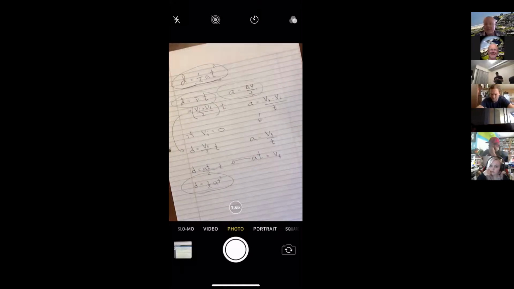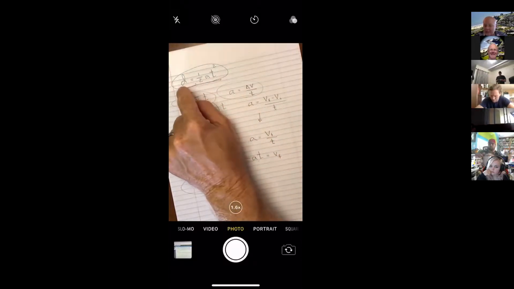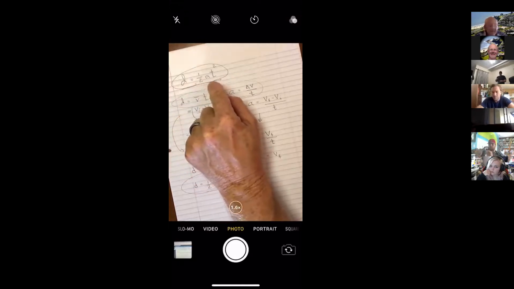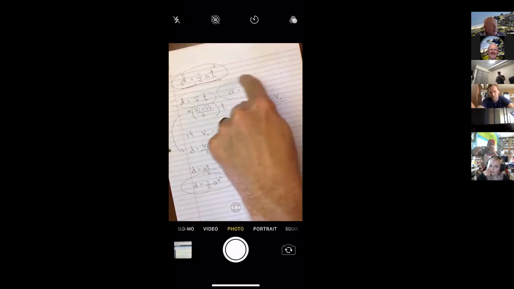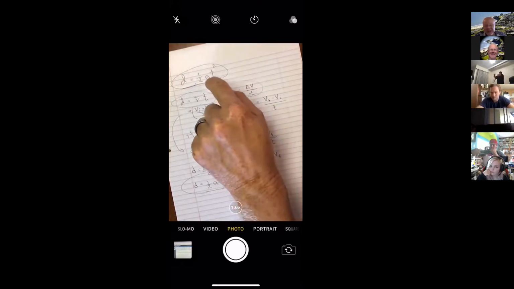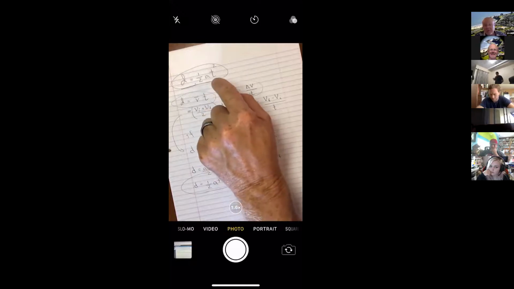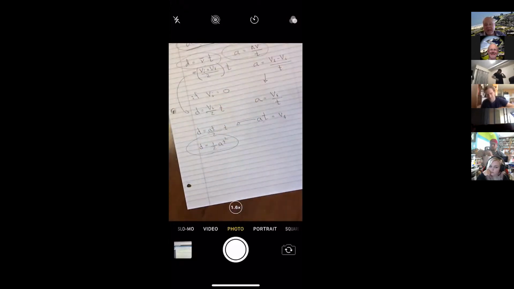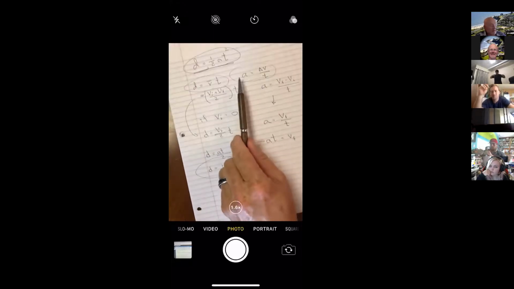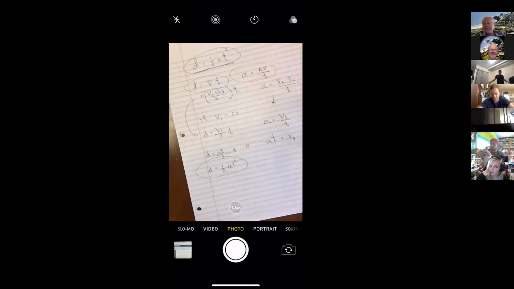On the test, I give 2 questions asking for distance. The first one has an initial velocity of 0, and the second one does not. Some students will use this equation for both of them, and it's only valid for the one. For the other problem, where the initial velocity is not equal to 0, you have to go back to the fundamentals and actually do these 2 steps, one at a time.